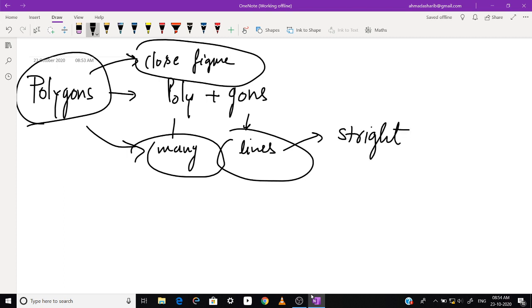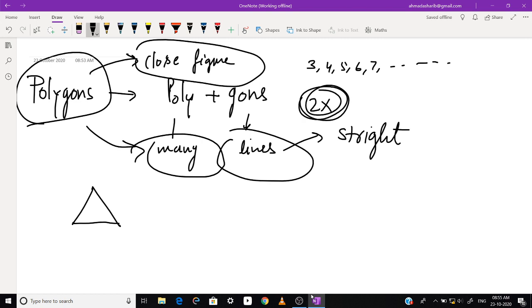For example, this is a triangle, and it is a polygon. Why? Because it is a closed figure and it has three lines. Generally polygons have 3 lines, 4 lines, 5 lines, 6 lines, 7 lines, and so on. They can have n number of lines, but there is no polygon which has 2 lines, because it is not possible to draw a closed figure with two straight lines. Can you draw? Try it. One, two. Now you cannot draw another line, and this is not a closed figure, this is an open figure. That is why the minimum number of lines in a polygon is 3.